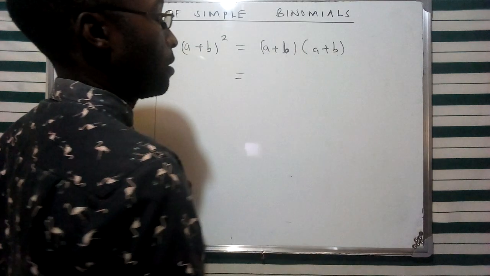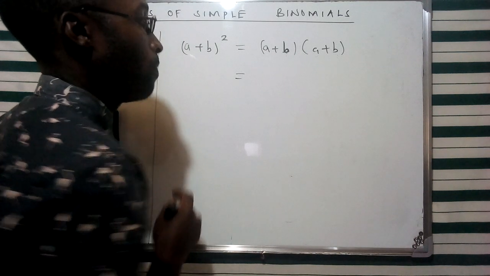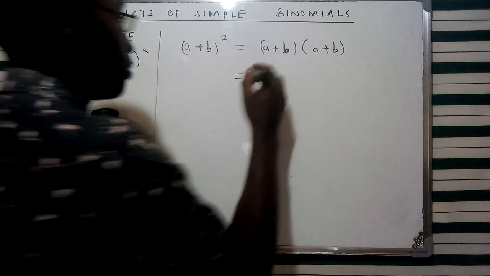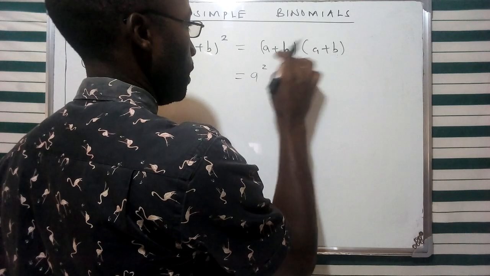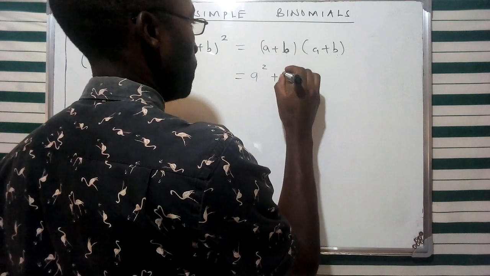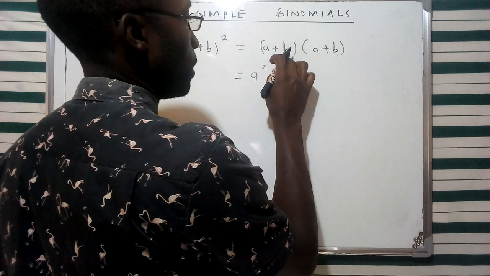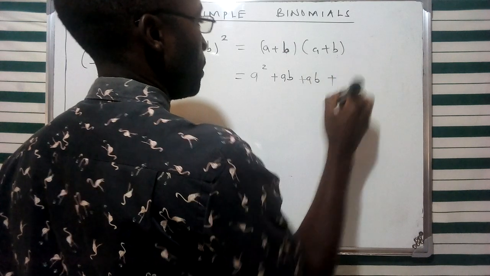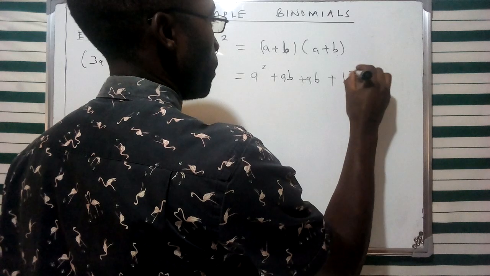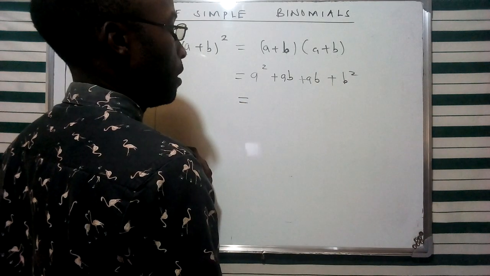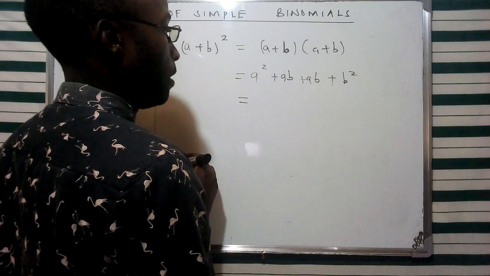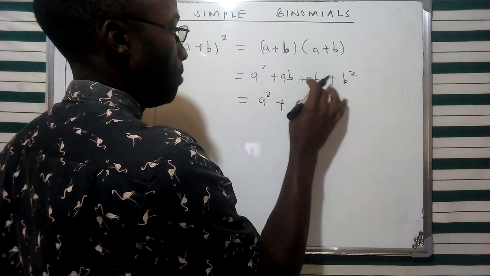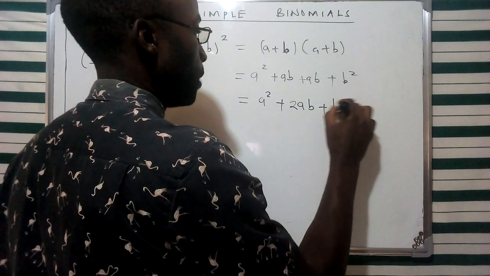So the sum of the products which are obtained is going to form an evaluation of this specific binomial. So therefore, we are going to have a square of A, that is A times A, and then A times B, so this is going to be plus AB. And then for this second term, we're going to have A times B, which is going to form AB, and then plus B times B is going to form a square of B. So we can simplify this expression by combining the like terms, where we're going to have the square of A plus 2AB plus the square of B.